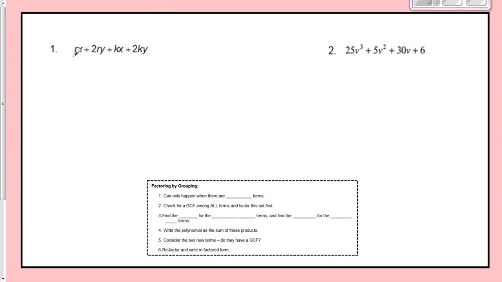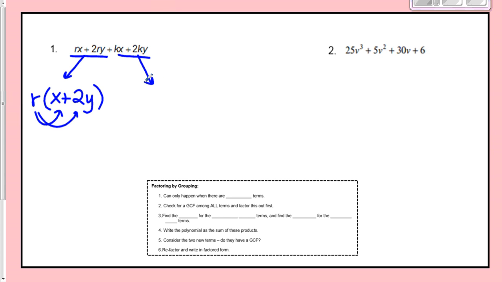So I'm going to take the first 2 terms and just factor out their greatest common factor. So in this case, an R. We've got R times X plus 2Y. Just pause for a second and recognize that if you multiply that R back in, you would get that original statement we just had.